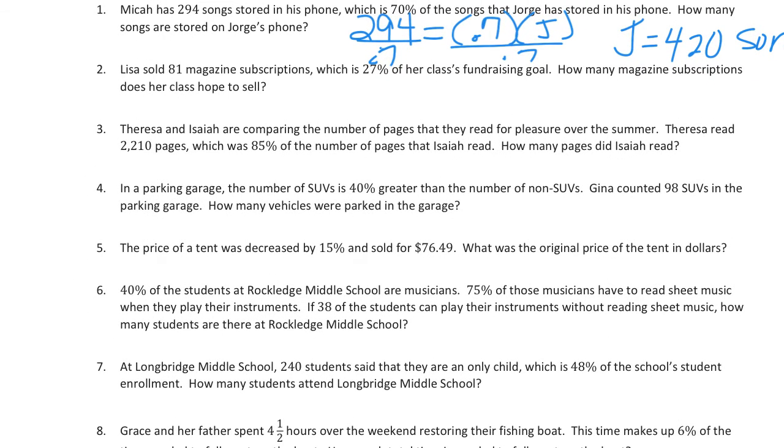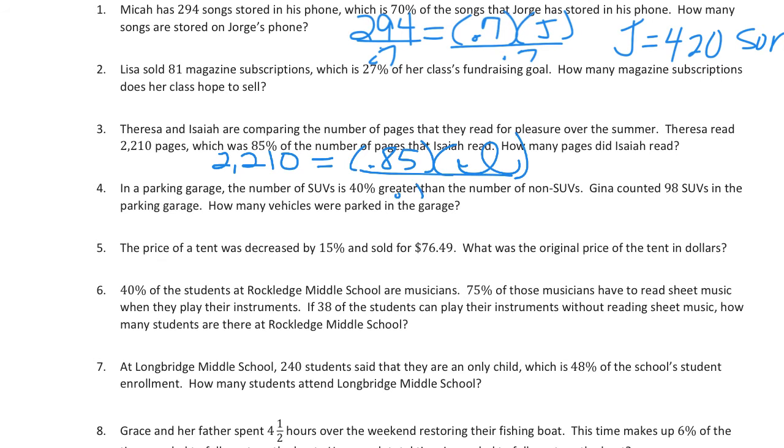Number 3, Teresa and Isaiah were comparing the number of pages they read for pleasure over the summer. Teresa read 2,210 pages, which was 85% of the number of pages that Isaiah read. How many pages did Isaiah read? So she read 2,210, which was 85% of the amount that Isaiah read.